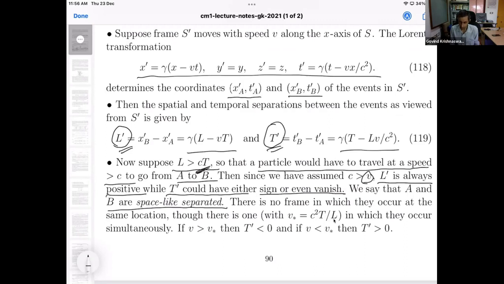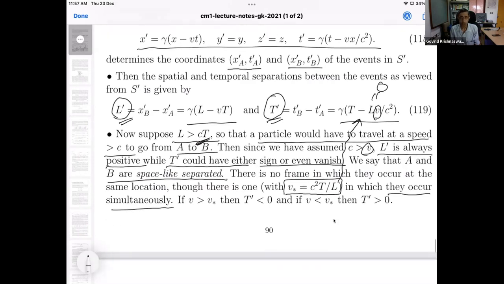A special feature of space-like separated events we observed is that there is, however, a frame in which they occur at the same time. This is the frame that moves at a speed v star given by c squared T upon L relative to the original frame. The formula for this v star is obtained simply by requiring that T prime be equal to 0. If you put this equal to 0, you will find the speed required, and that is this one. So space-like separated events can be made to occur simultaneously by going to an appropriate frame.